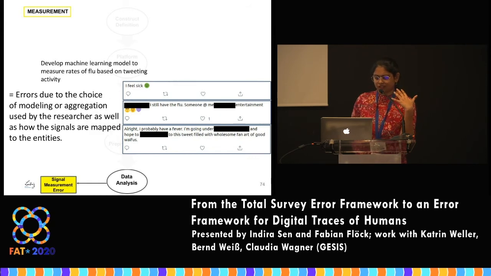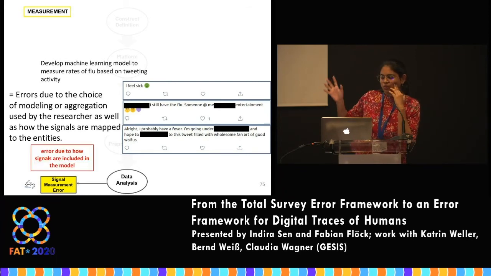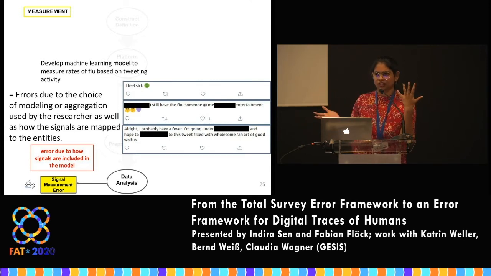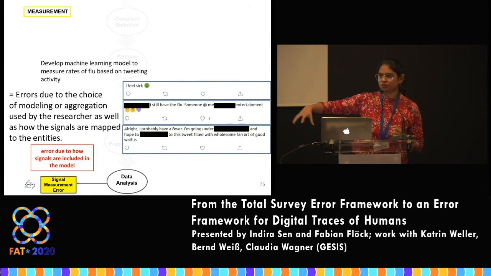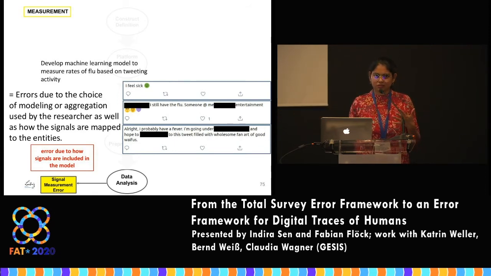And how is signal measurement error related with the TSE? This is an interesting point where you can't really find an exact counterpoint in the TSE, but it's broadly related with validity, because when you're designing your questionnaire, you would make it much more clear: how many times did you suffer these symptoms over the week? That is something that we cannot control in digital traces, and we have to rely on our assumptions. So it kind of relates to the validity part in TSE.